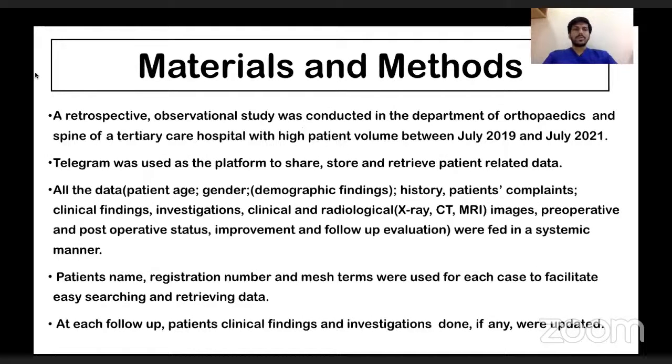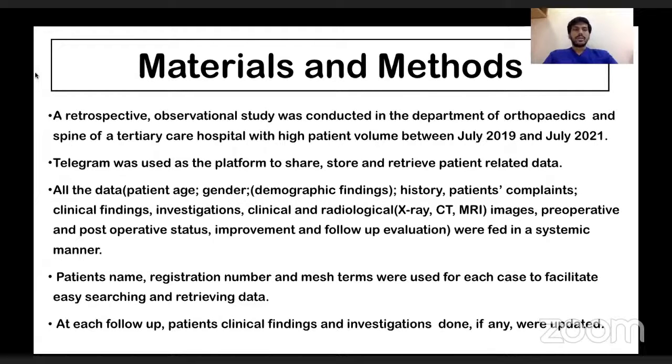A retrospective observational study was conducted in the Department of Orthopedics and Spine of a tertiary care hospital with high patient volume between July 2019 and July 2021. Telegram was used as the platform to share, store, and retrieve patient-related data.